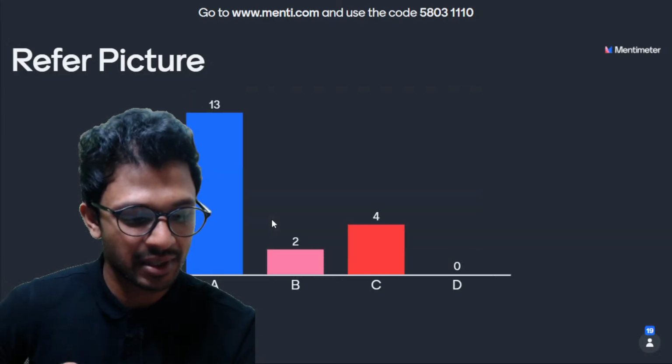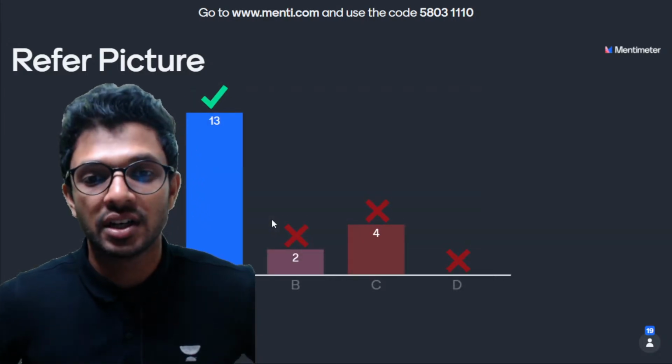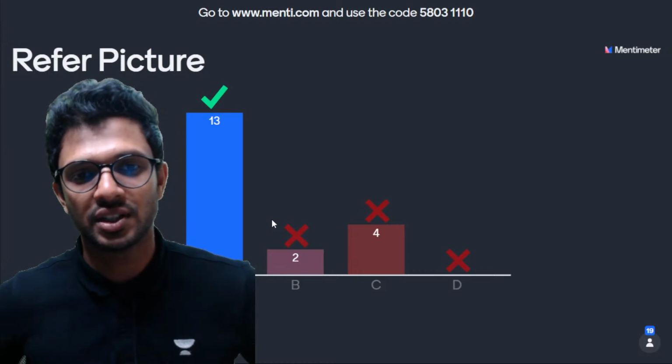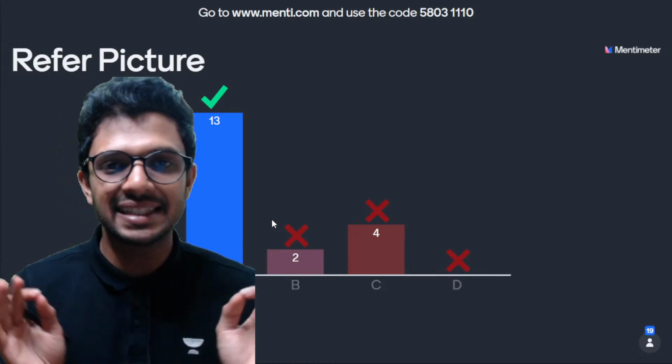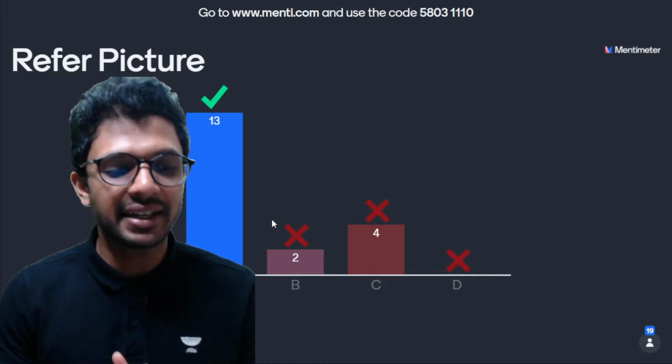Jyothi, Mahesh, Alfia, Sejal. Okay, so this time 13 people got it correct. I hope this time the Menti didn't cheat us, right? So Menti didn't cheat us, I suppose.